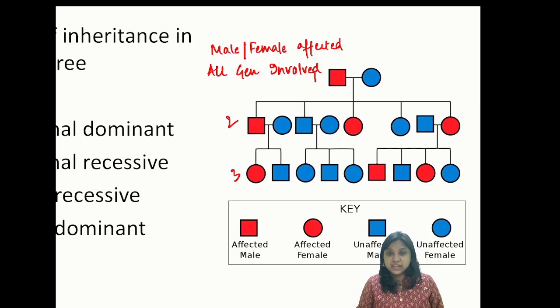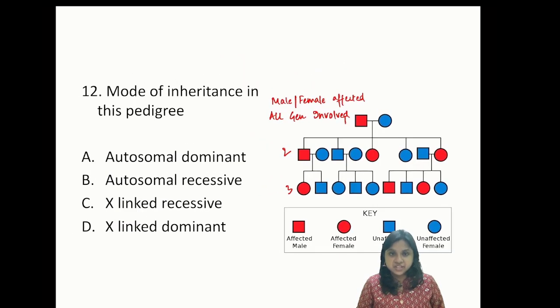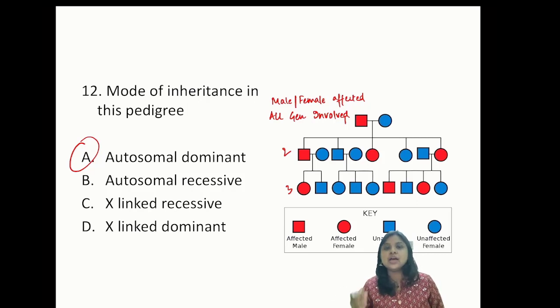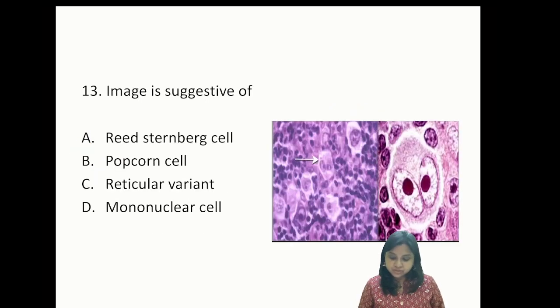So that means you are dealing with an autosomal dominant condition. In case of X-linked recessive, only the males are affected, females are carriers. If there is skipping of generation, then I can think about autosomal recessive. But since there is no skipping of generation, and all males and females are affected in all the generations, I am dealing with autosomal dominant mode of inheritance.